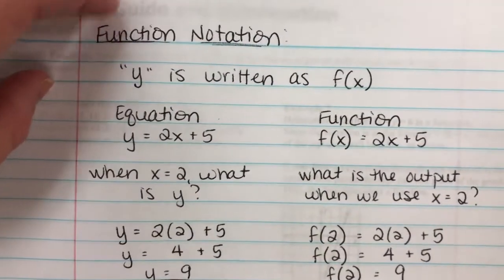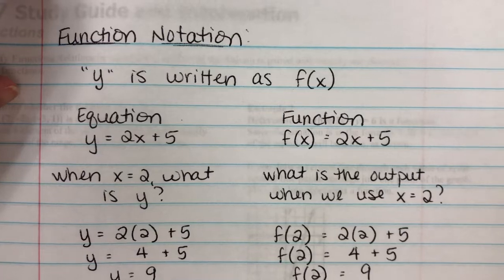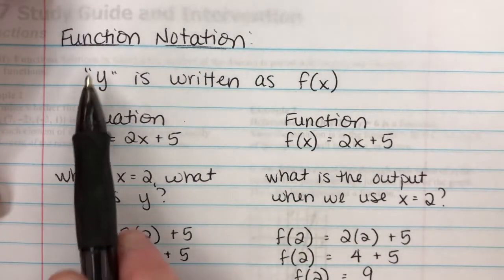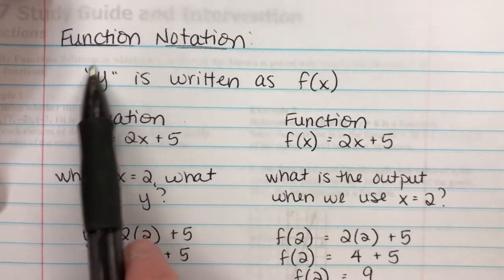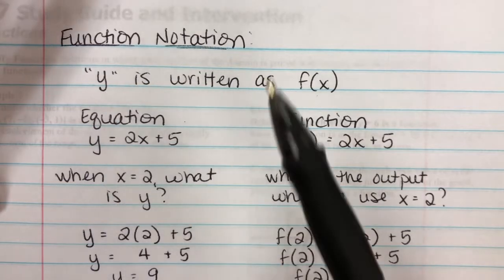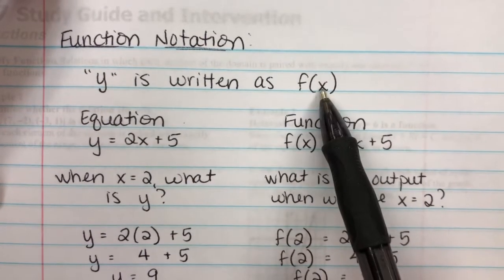Next in this lesson is function notation. So function notation is just kind of a funny looking way of writing an equation, right? So in a normal equation, we have a y. In function notation, we just rewrite y as f of x. It's still y. There's still a y there. We just don't write the letter y. We write it like this, okay?